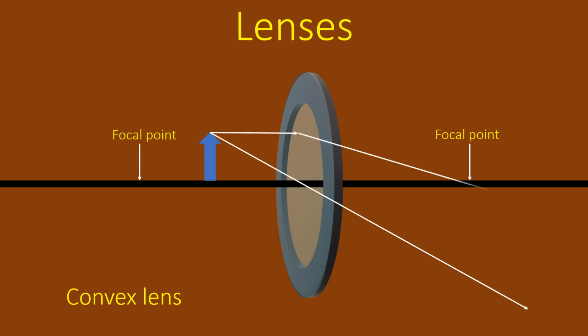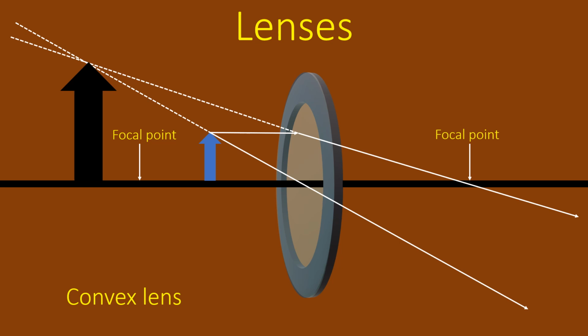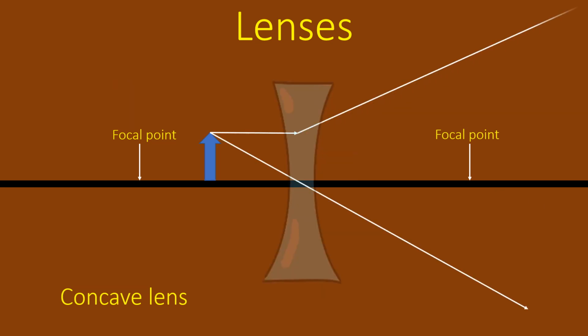When something is closer to a convex lens than its focal point, its image is magnified. But an image with a concave lens is always minimized.